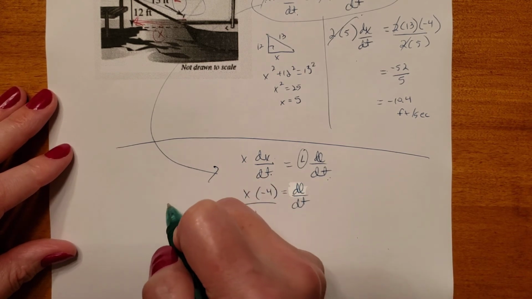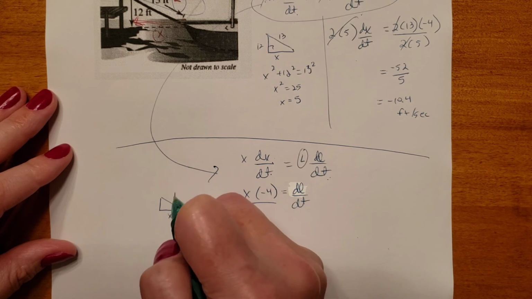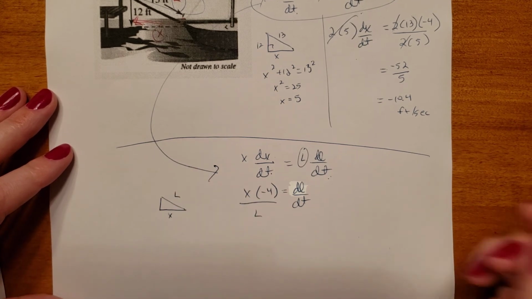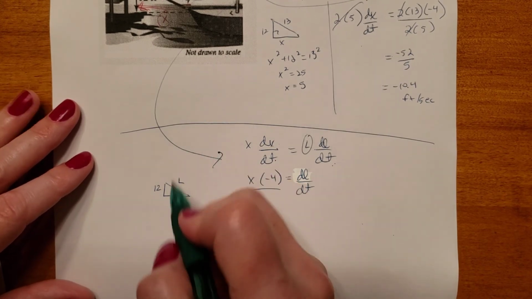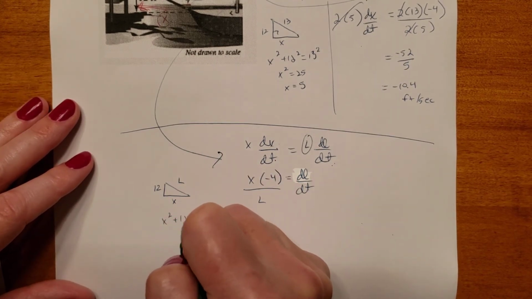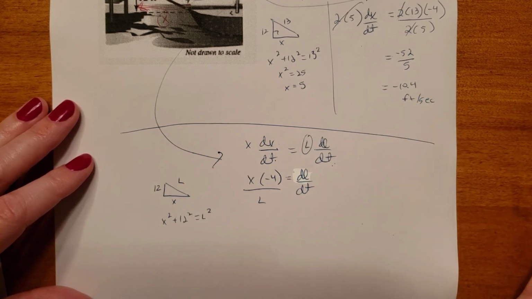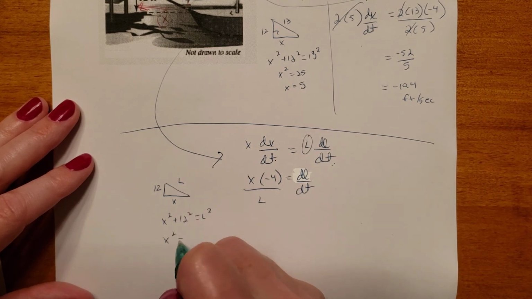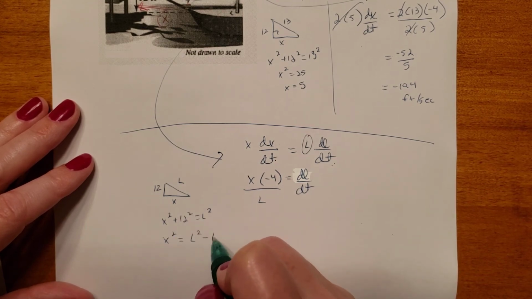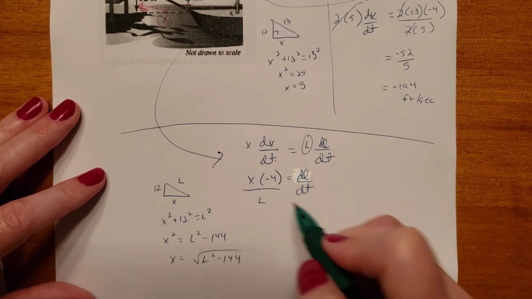So what we're going to do is use the fact we have the triangle there with the x, and then we have the boat, the rope is L, and this is always 12. It's not going to change. So we have x squared plus 12 squared equals L squared. So what we want to do is solve for at least one letter. Let's go ahead and just solve for the x. So x squared equals L squared minus 144. So x is the square root of L squared minus 144.